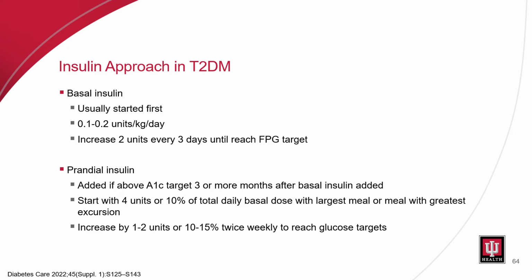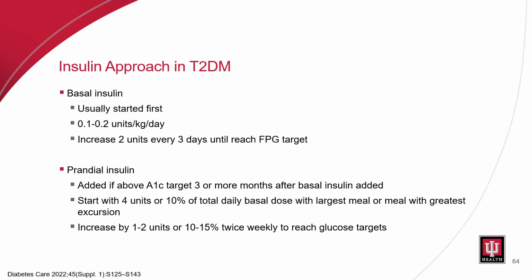Whenever we are experiencing over-basalization or they're requiring quite a bit of insulin therapy, that's when we'll start to add prandial insulin. In addition, it may be added if the A1C is still above target 3 months or more after we started that basal insulin therapy. Typically, prandial insulin can be started with just one meal of the day, typically the largest meal or the meal with the greatest excursion in blood glucose values, and we can start at either 4 units with that meal or 10% of the total daily basal dose at that time.